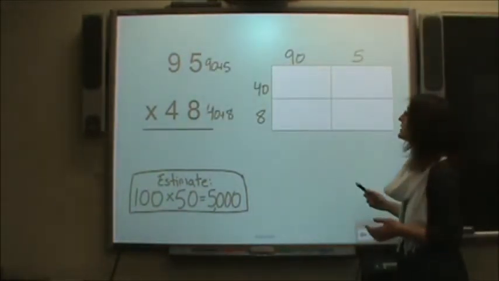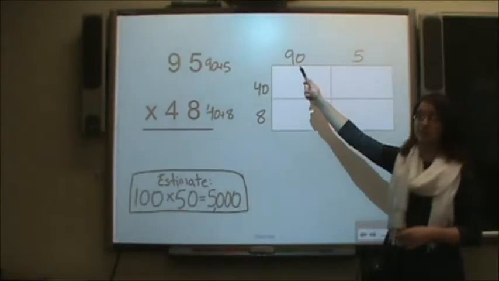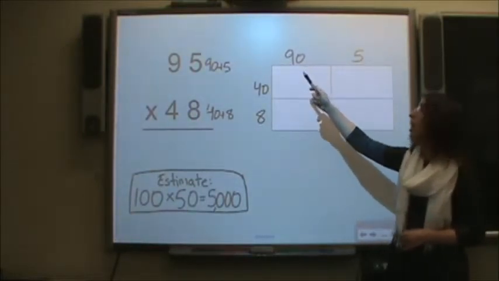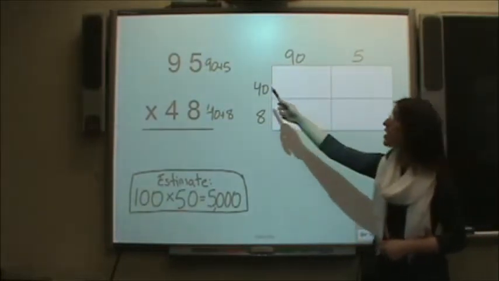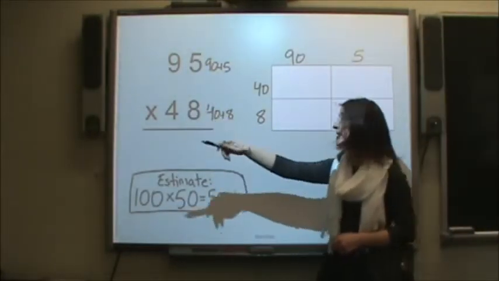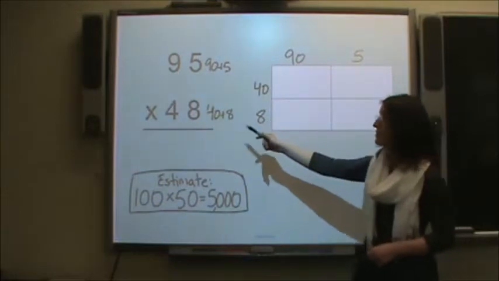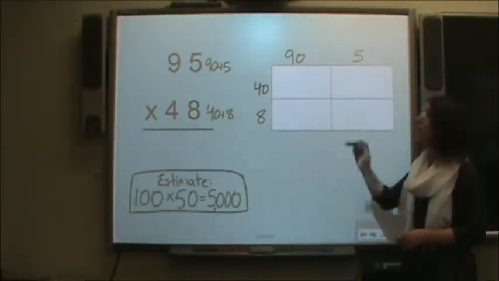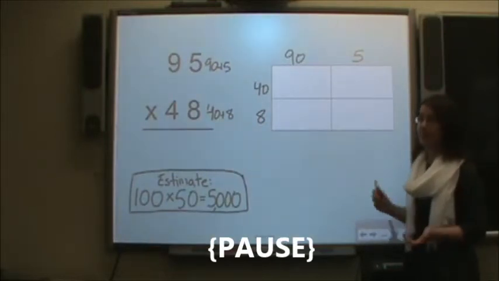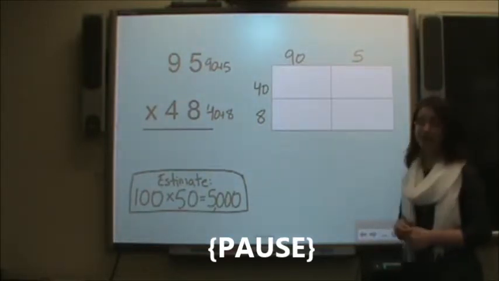Remember, it's extremely important that you keep the digits that are in the same number along the same side of the diagram. So 90 and 5 come from the same number, so those need to stay together. 40 and 8 come from the same number, so those need to stay together. Now you're going to pause your video and multiply each number by the other number. Go ahead and do that now.